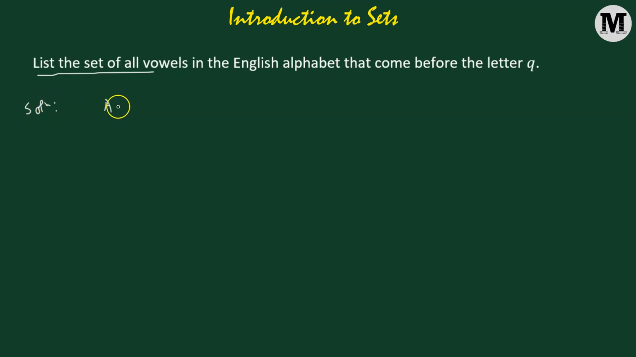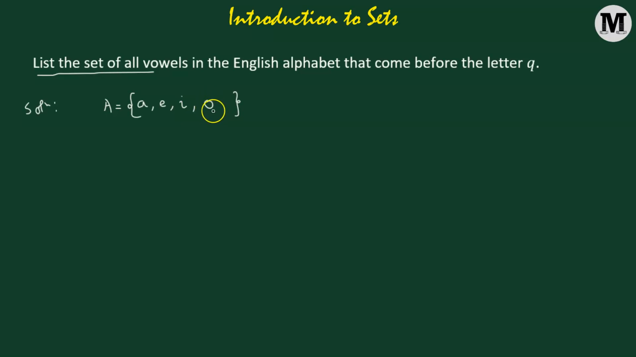We have the set, and we're going to represent it by the letter E in uppercase. Then we have the braces, and within the braces, we need to specify the vowels of the English alphabet that come before the letter Q. If we start from the first vowel, that's A, then we have the next vowel E, then the third vowel I, and then the fourth vowel O.